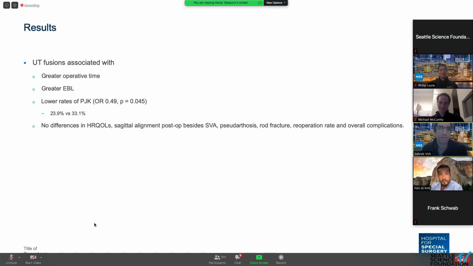But it's important to note that some of the other findings of going up to the upper thoracic spine is that you get more operative time and you have increased blood loss. You had lower rates of PJK, but not necessarily PJF, which is obviously important if you're talking about PJF in the context of taking somebody back to the operating room. And also, there's no difference in HRQOLs, pseudoarthrosis, rod fracture rates, and reoperation rates, and overall complications.